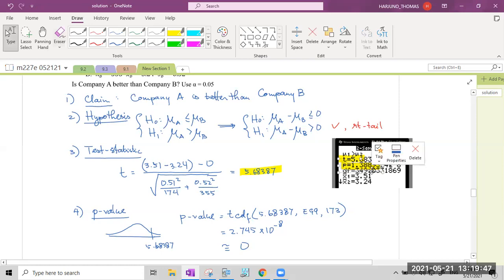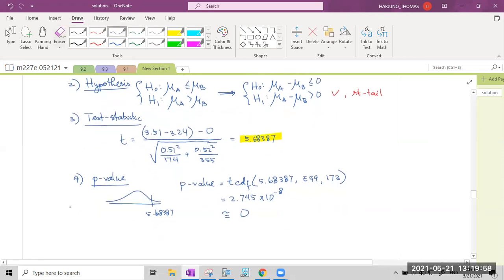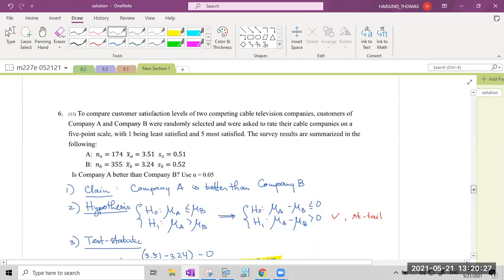Okay, now I'm done with this one. Let me just erase that. Then go on with step 5, informal conclusion. Reject null hypothesis. And conclusion. What is the alpha? 5%.